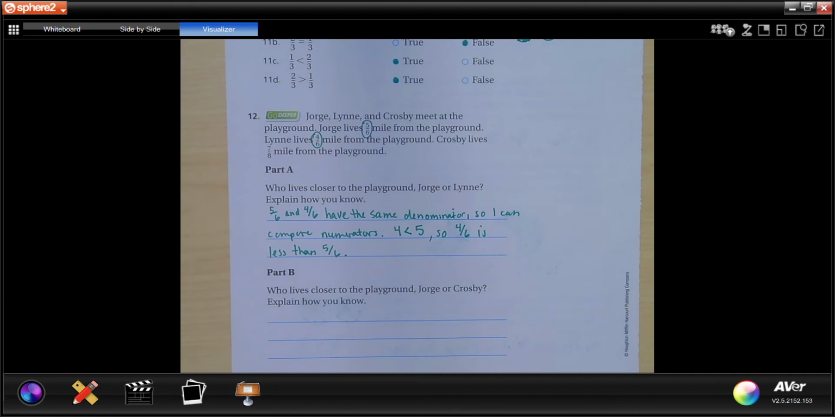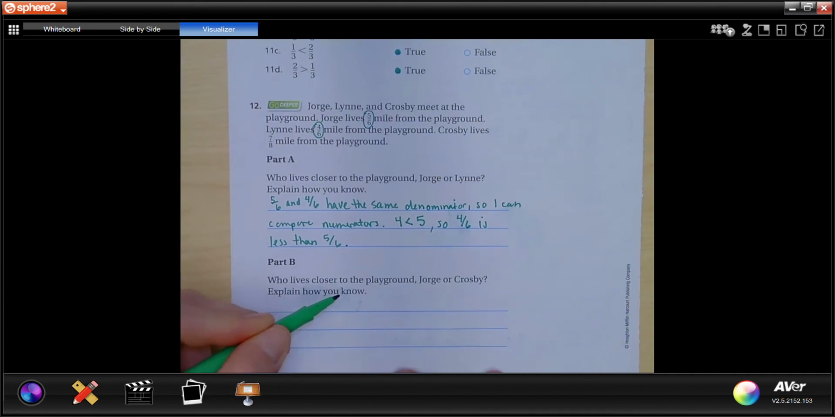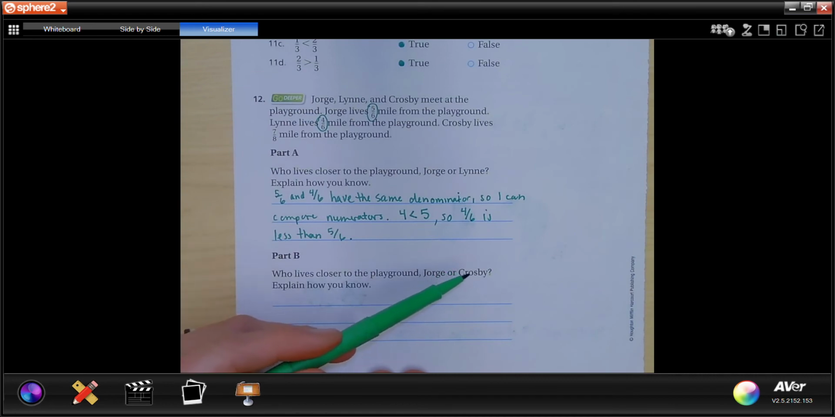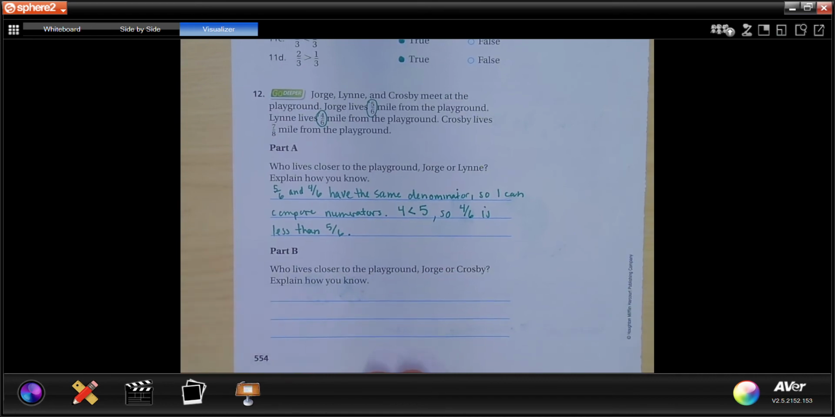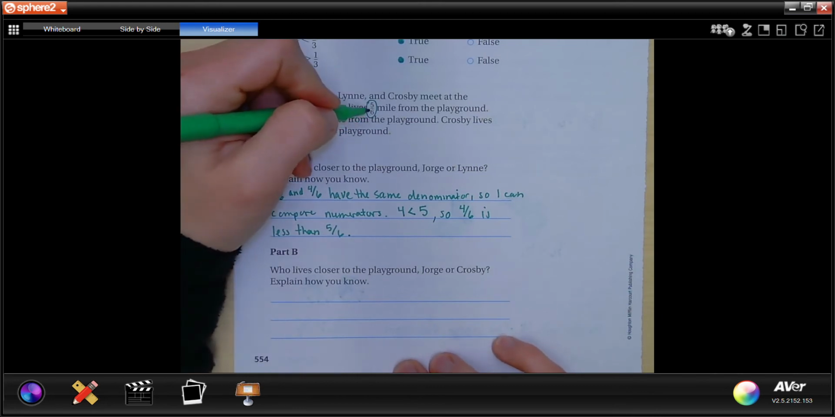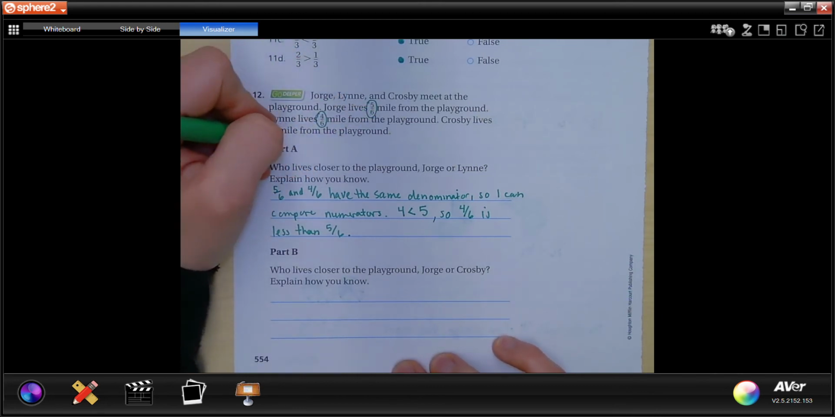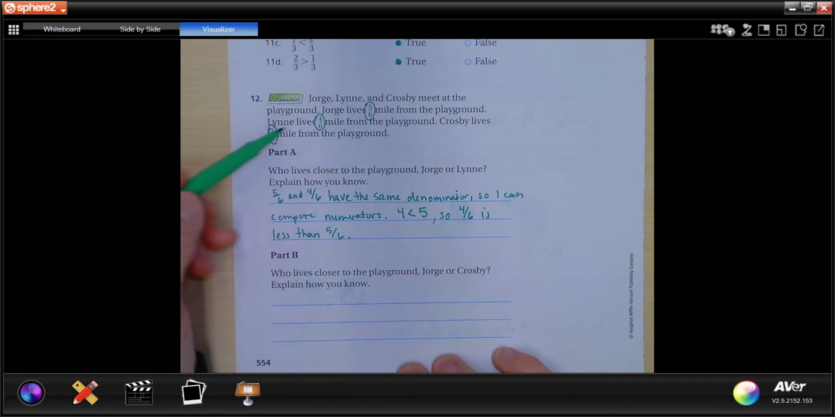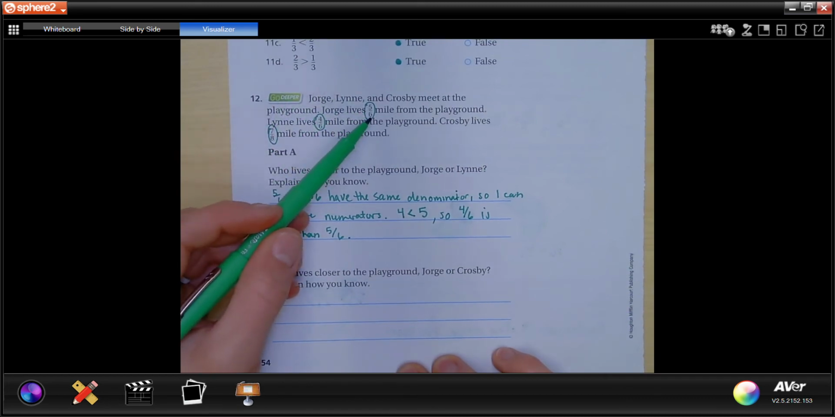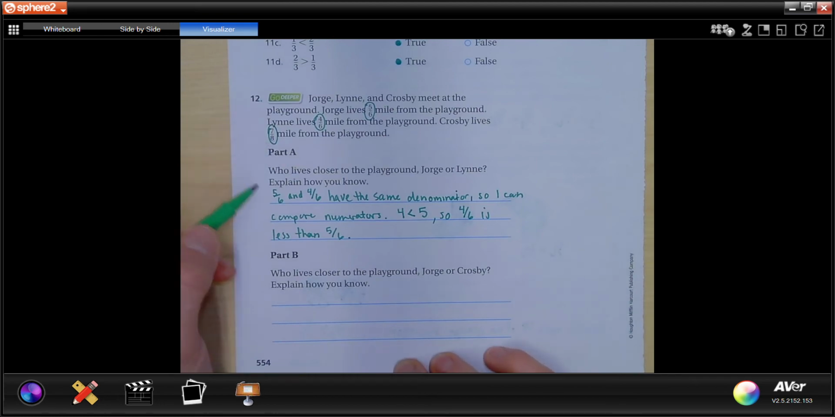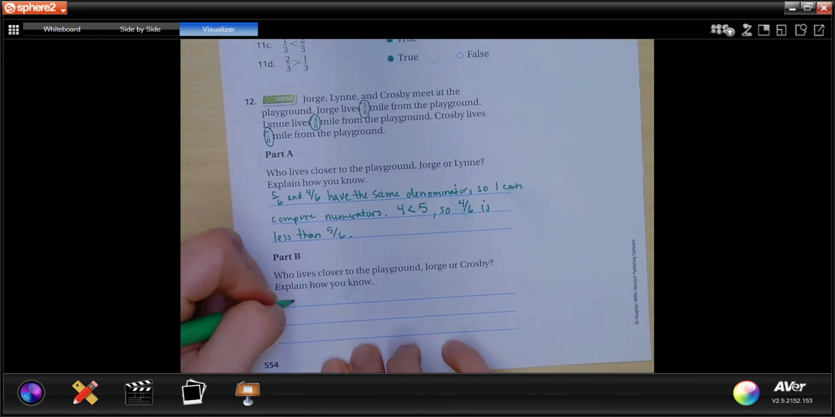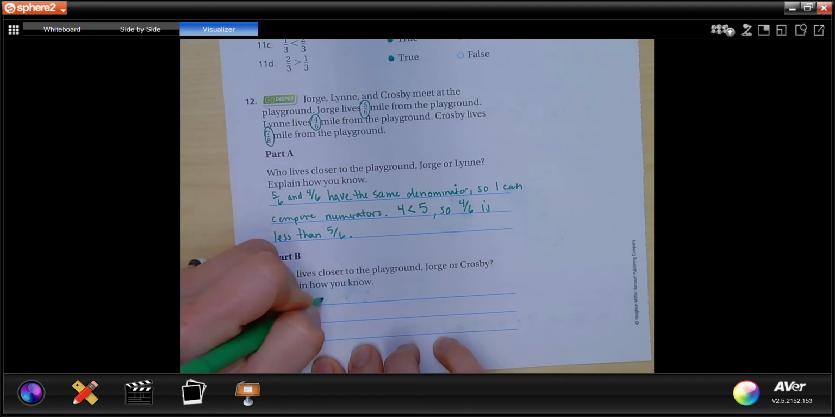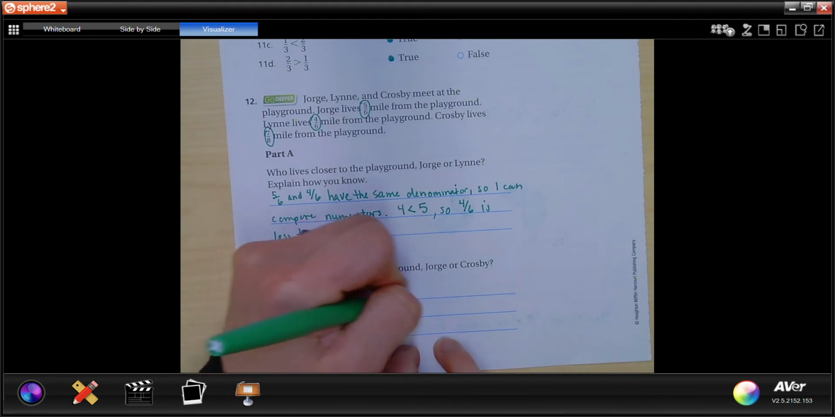Okay, so part B, who lives closer to the playground, George or Crosby? Explain how you know. Well, we know that George lives 5/6 miles from the playground, and Crosby lives 7/8 mile. So 5/6 and 7/8, do they have the same numerator? No. Do they have the same denominator? No. So we have to use what? I can use the missing pieces strategy.